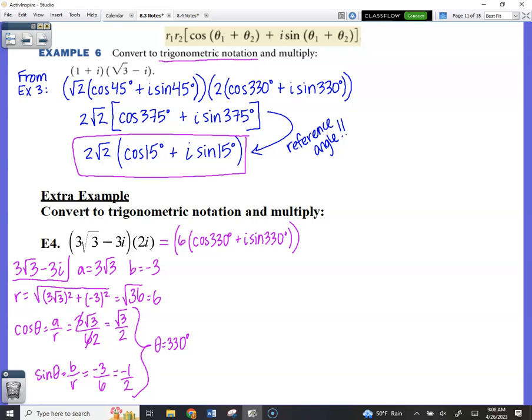Now we're going to repeat. I'm going to draw lines. We're going to repeat now with the complex number 2i. What's the real number in that? 0. So A is 0. B is 2. Find R. Square root of 0 squared plus 2 squared. You get square root of 4, which is 2, right?